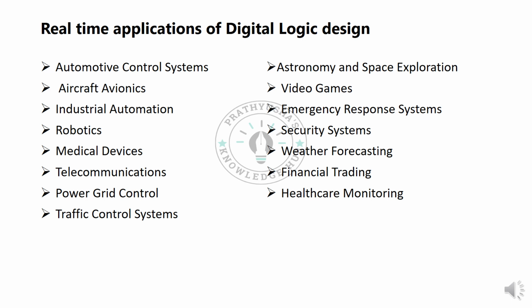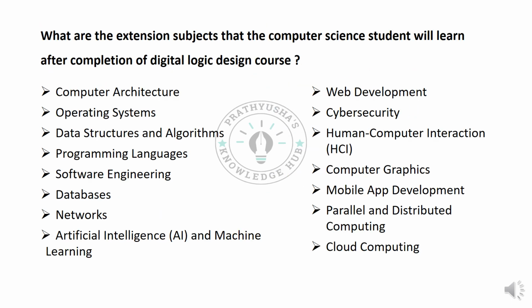Here are some of the extension subjects the computer science student will learn after completion of digital logic design. These subjects may vary based on your universities, because nowadays all colleges are autonomous and they frame their own curriculum. So based on their requirement, they may change the subjects. But these are some of the common subjects which students are learning as of now. These courses mainly depend on digital logic design, which is a basic course.